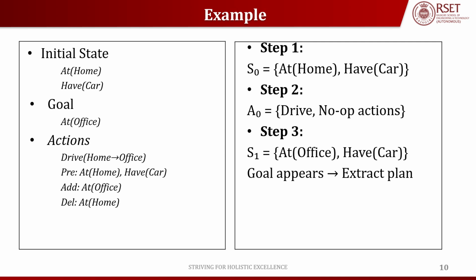Whereas in step 2, that is A0, what actions are you going to perform? You are going to drive, and there are no other actions. Next is step 3, that is S1, your next state. That is, you are at the office and you have a car. So here, since the goal appears in S1, what is your goal? At office, right? So the goal appears in S1, so we can extract the plan. The plan is simply driving from home to the office. So this example demonstrates how the planning graph builds levels and extracts the plan.